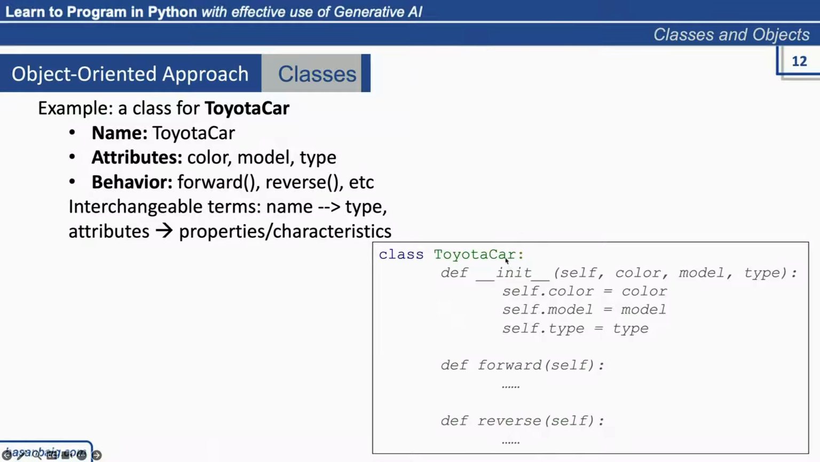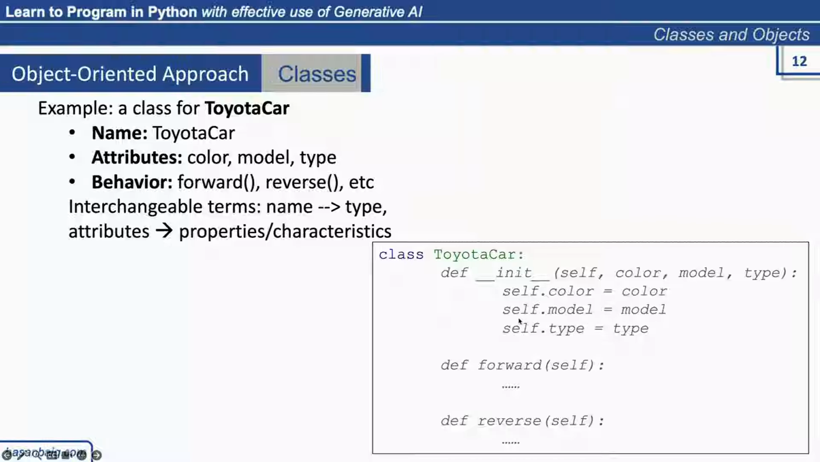Class Toyota car is the name of the class, and then we first have the initializer method. The first parameter of each method is self, and then in the initializer method we have some additional parameters: color, model, type. And what I'm doing is whatever the value of the color is assigned to it, I'm assigning it to another local variable called color, self.color. I will explain what is the significance of using self.color.